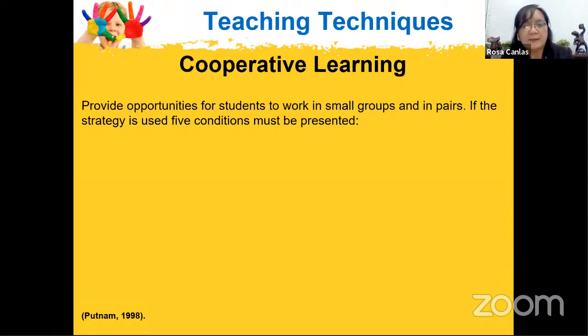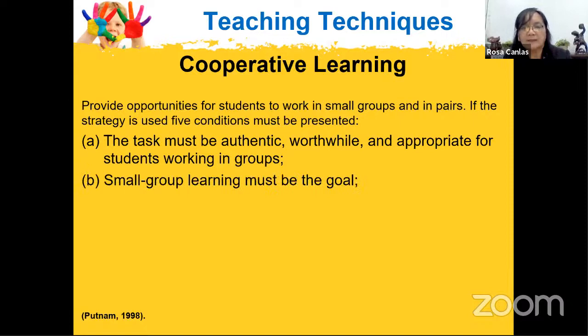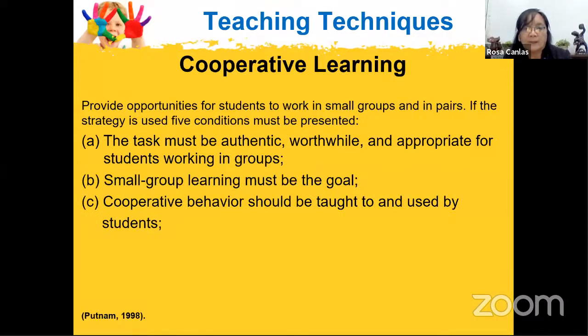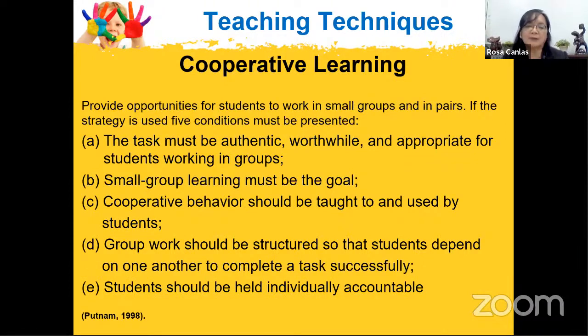If we use this strategy, we use five conditions. We show them the task must be authentic, worthwhile, and appropriate for students working in groups. The small group learning must be the goal. The cooperative behavior should be taught to and used by students. The group work should be structured so that students depend on one another to complete a task successfully. And the students should be held individually accountable.